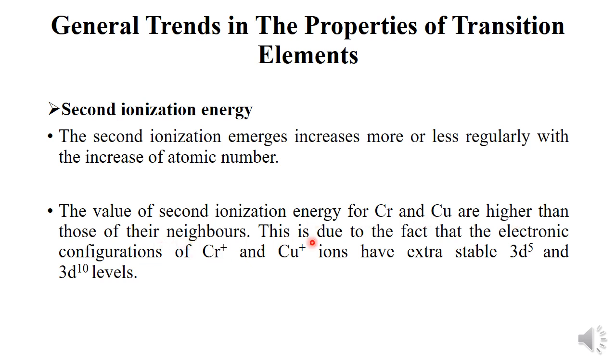But the values of the second ionization energy for chromium and copper are higher than those of their neighbors. Why? This is due to the fact that the electronic configurations of the chromium positive and copper positive ions are extra stable, that is 3d5, exactly half filled, and 3d10, completely filled orbitals. So in that case it is very difficult to remove an electron from the half filled or the fully filled orbital because they are already stable in form. Clear? So in that case the value of the second ionization energy is very high.